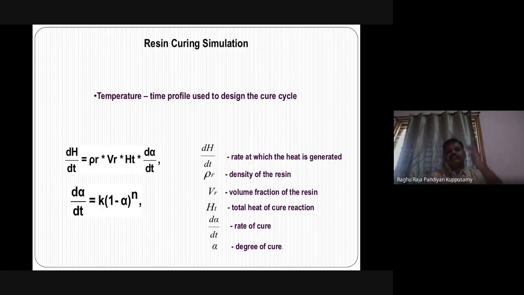So, resin curing simulation. We already have a resin cure kinetics model, and dH/dt is the rate at which the heat is generated. This model is also a function of dα/dt, which is nothing but the cure kinetics model. H_T is the total heat of reaction, V_R is the volume fraction of the resin, and ρ_R is the density of the resin. Everything is known.